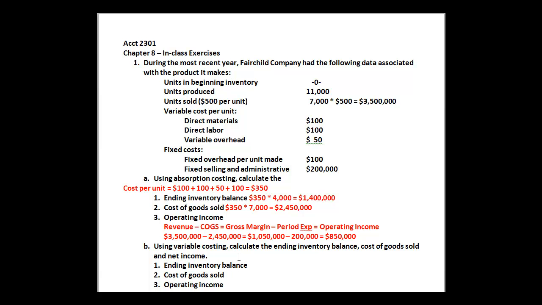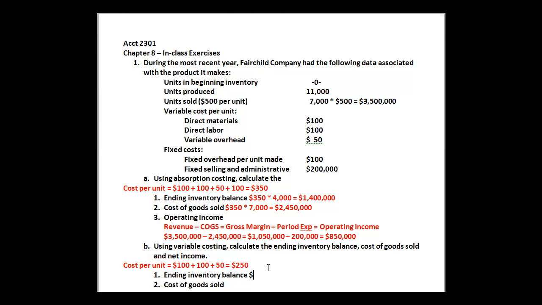Now we want to calculate the same things. This time, though, we want to use variable costing to do so. Remember, your big difference between variable and absorption is the treatment of the fixed overhead. Okay, so remember, the difference has to do with your fixed overhead. So under variable costing, to calculate cost per unit, you are only including the variable product cost. So your variable product cost would be direct materials, direct labor, and variable overhead. So your cost per unit is $250 per unit.